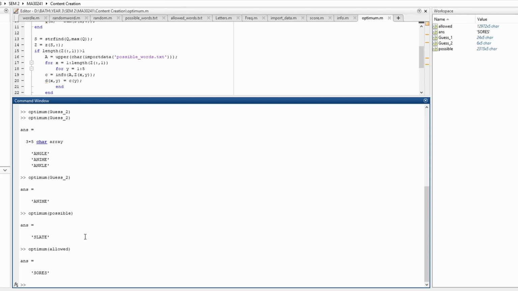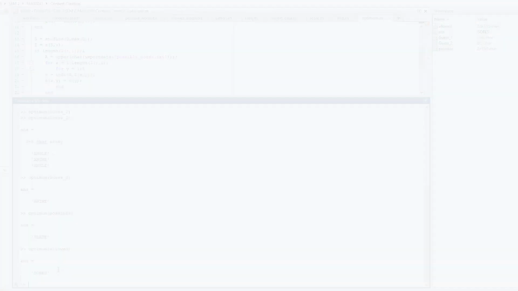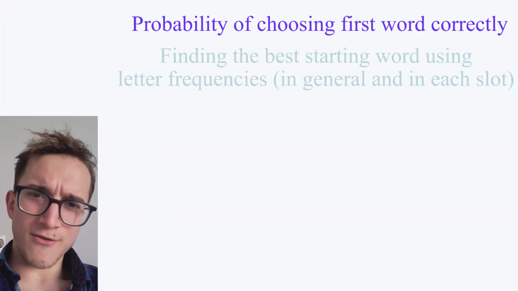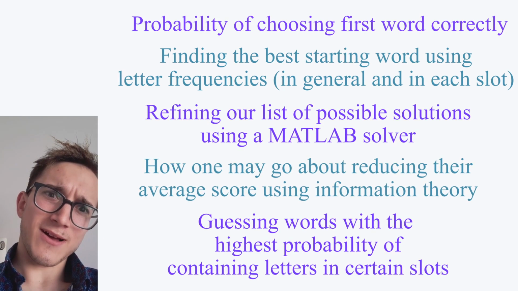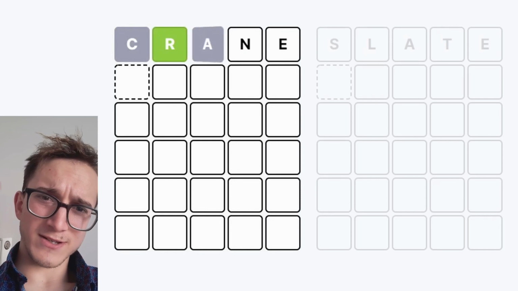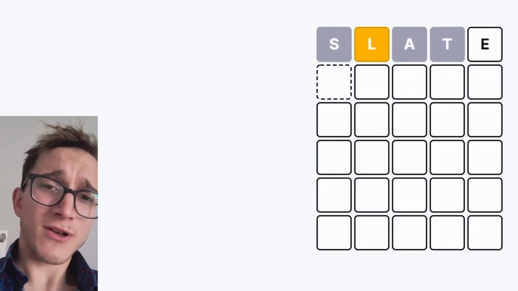Now that I've made this optimum code, I've found that if you input from the list of possible answers, you actually get slate as the best word, supposedly. And from the list of allowed words, soars is the best word. Finally, the research is over, and we can all beat Wordle using maths now. Except, I'm still not sure whether crane is the best first word or slate, but what I do know for certain is that I can't say the word subsequent. And I'm actually never going to play Wordle ever again.